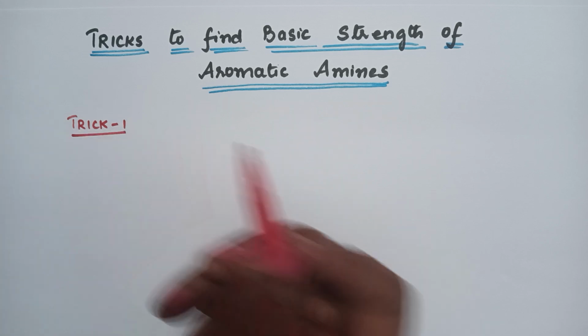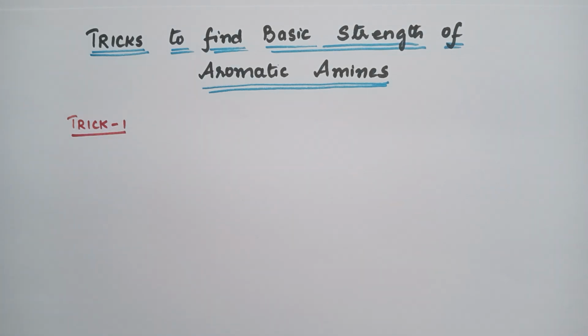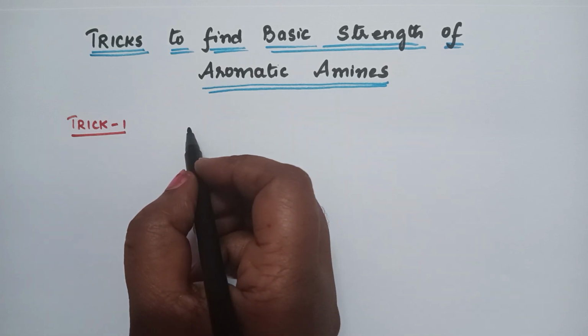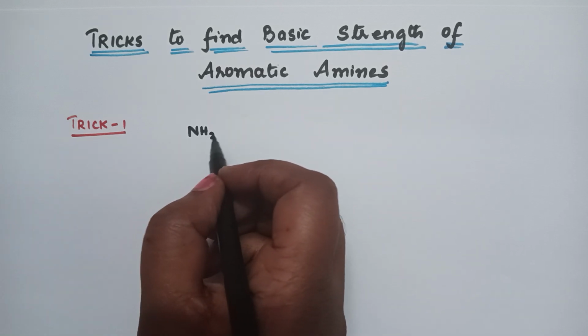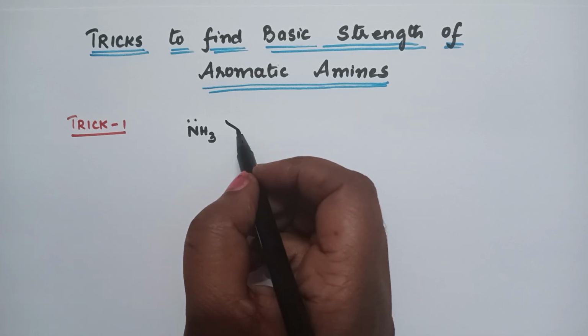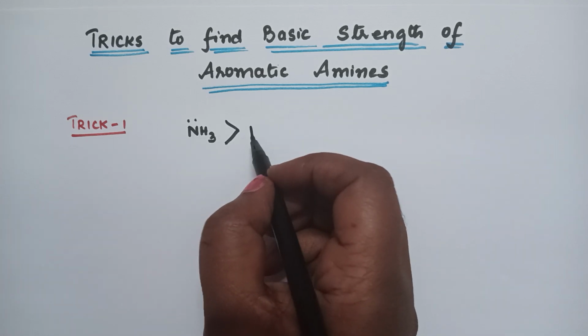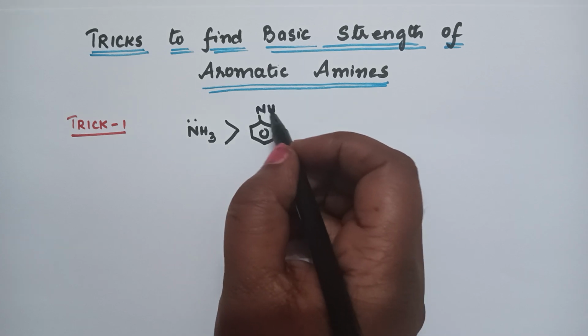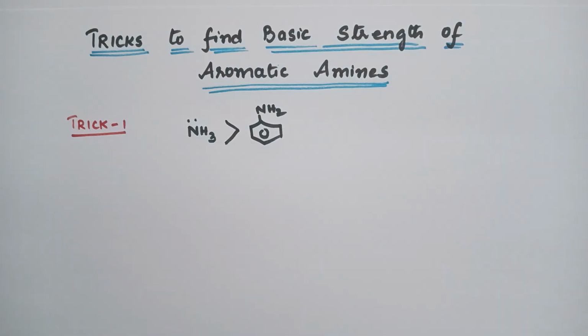Students, on aliphatic amines I have already done a video, so if you have not watched, you can watch that video. On aromatic amines, trick number 1 is: ammonia, NH3, is found to be more basic than aniline, C6H5NH2. So why is it?